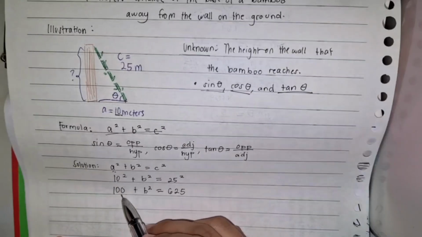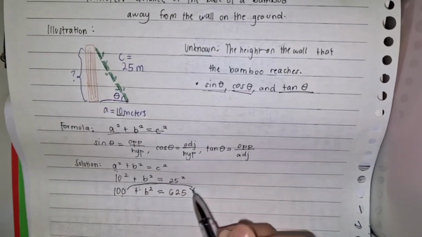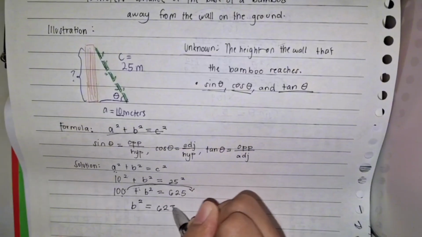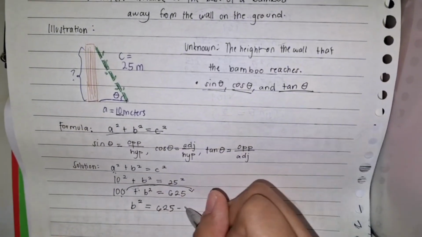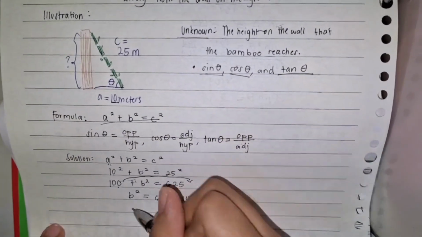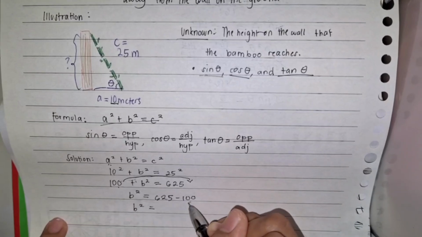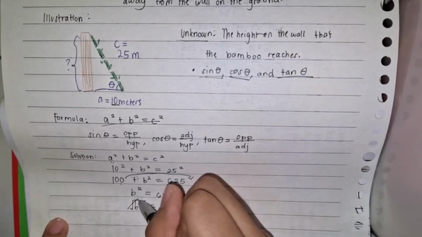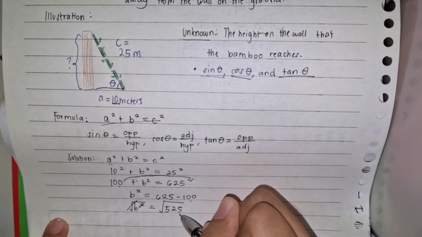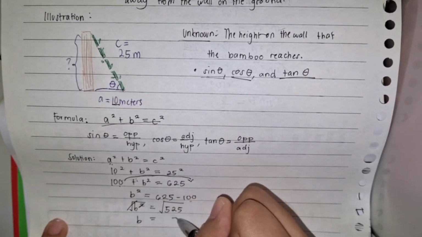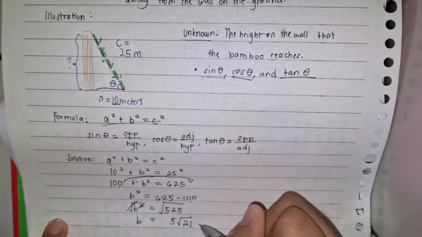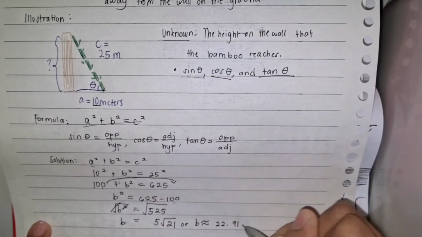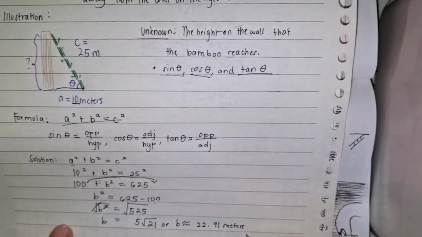So this 100 can be transposed to the other side here. So b squared is on the left hand side. B squared is equal to 625. Positive 100 would be negative 100. So we'll have 625 minus 100 would be 525. Square root of b squared cancel out. The square root of 525 would be 5 square root of 21. Or b is approximately 22.91 meters when converted in decimals.